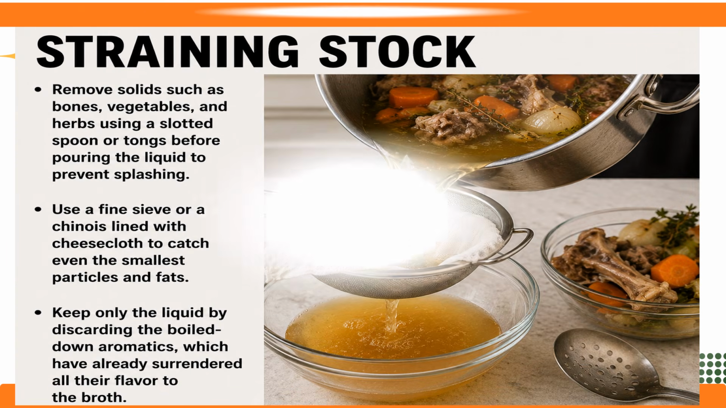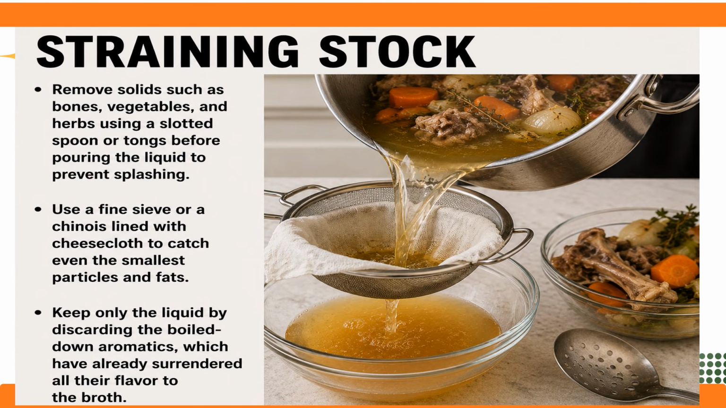Procedure in straining stock. First, remove solids such as bones, vegetables, and herbs using a slotted spoon or tongs before pouring the liquid to prevent splashing. Second, use a fine sieve or a chinois lined with cheesecloth to catch even the smallest particles and fats. Then, keep only the liquid by discarding the boiled-down aromatics, which have already surrendered all their flavor to the broth.